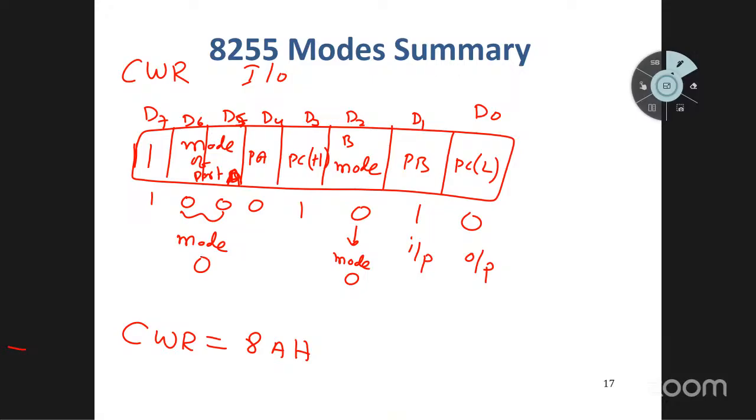The port group A also. So here port A is the output port, and this one is the input port. Next, this one: CWR is equal to 8AH. Port A is mode 0 operation. Port B also mode 0 operation. And we are using the 8255 in I/O mode.